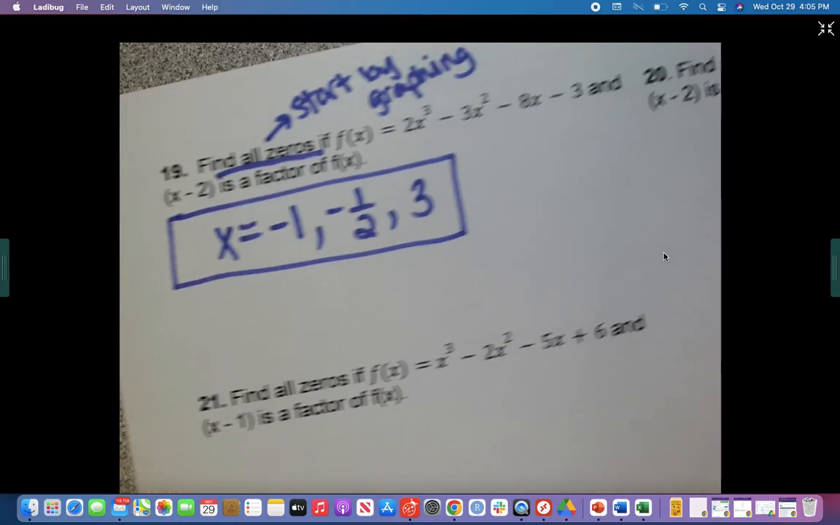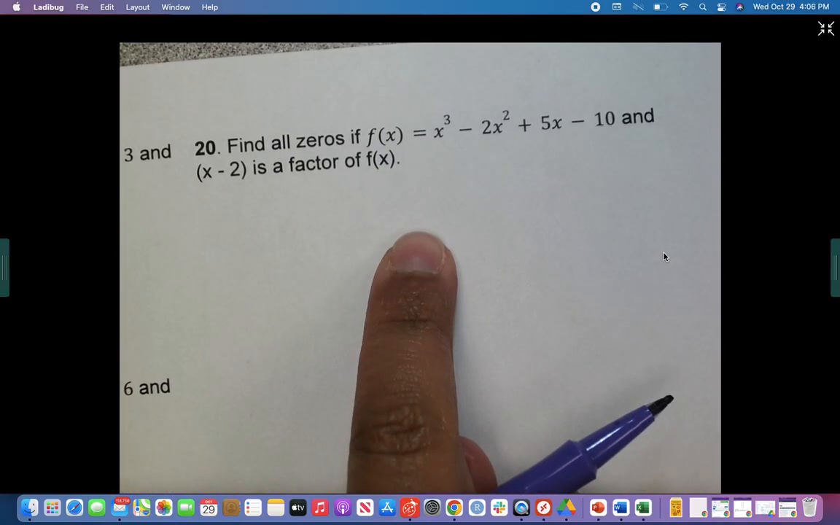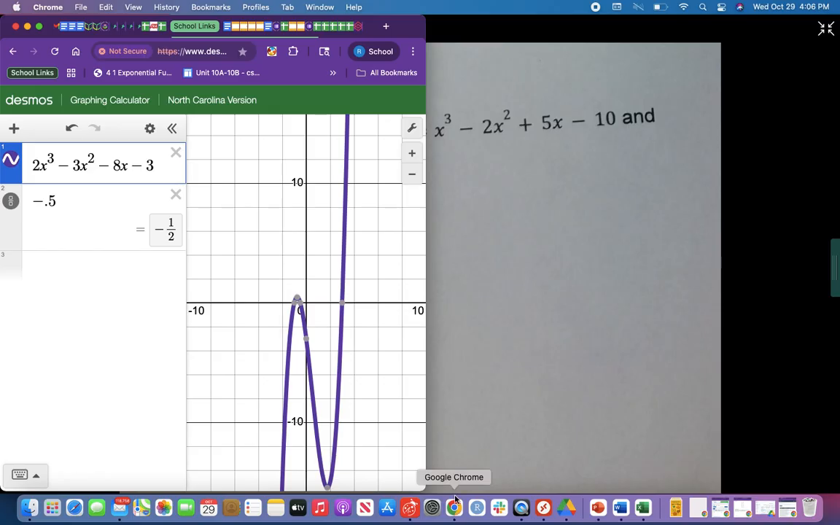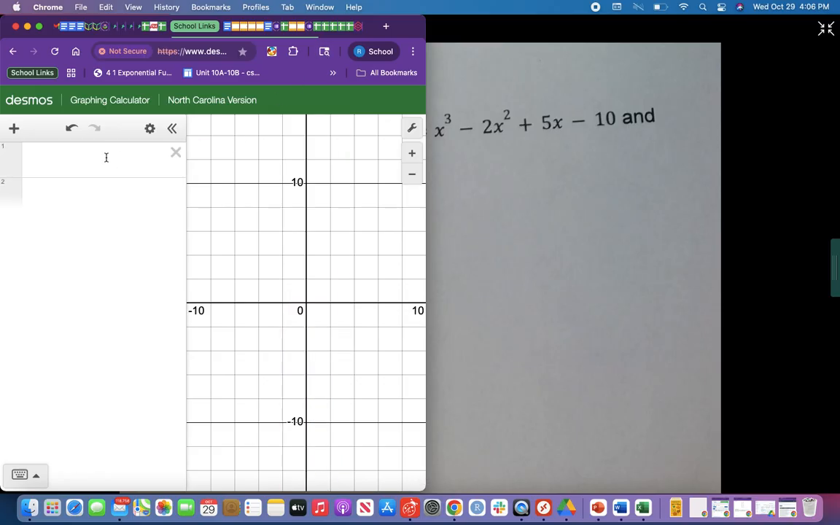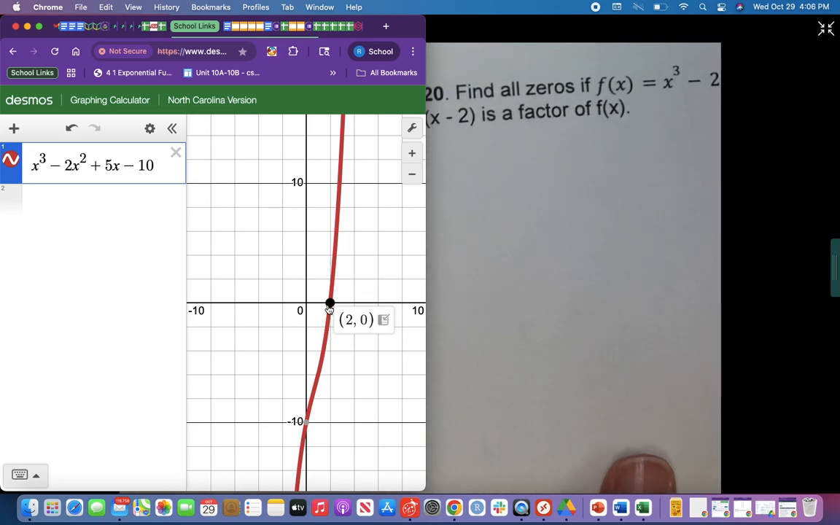All right, number 20. Find all zeros. So again, we're going to start by graphing. Let's see if we can see everything. Most likely we won't though, because we didn't for the first one. But let's see. All right, so we've got x to the third minus 2x squared plus 5x minus 10. So yeah, no, we only see one solution, and that's the one that they gave us.